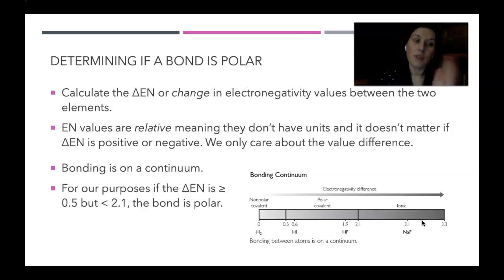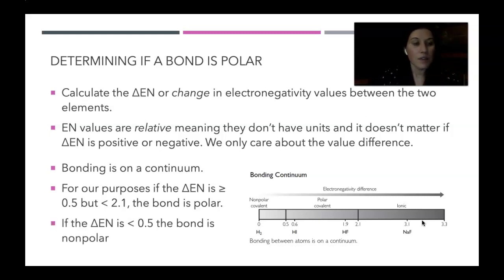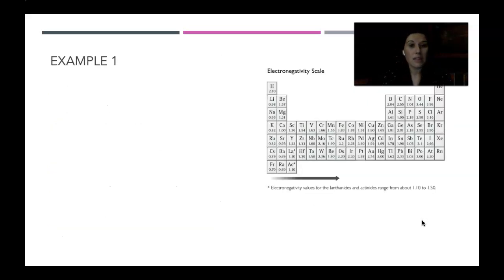But for our purposes, we'll go ahead and say that if your delta EN is greater than or equal to 0.5, but less than 2.1, the bond is polar. And if your delta EN is less than 0.5, the bond is nonpolar. So we'll give ourselves some pretty strict parameters just for this practice. Okay, let's do an example.